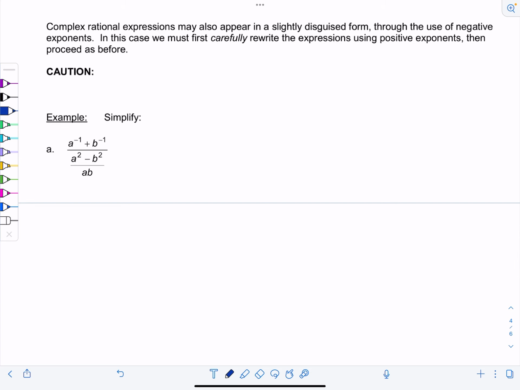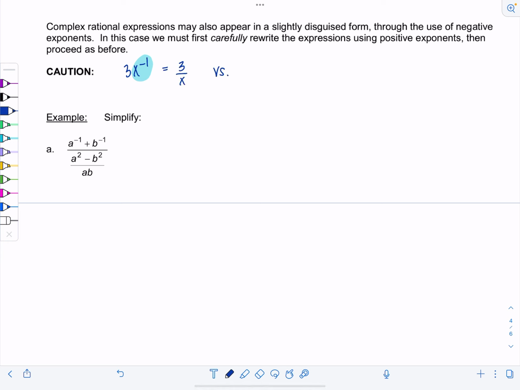Complex rational expressions may also appear in a slightly disguised form through the use of negative exponents. In this case, we must first carefully rewrite the expressions using positive exponents and then proceed as before. And as a note of caution, I want you guys to understand how negative exponents work. So if you have 3x to the negative first, that negative 1 exponent is only applied to the x because it's just touching the x, that's it. So you would rewrite this as 3 over x.